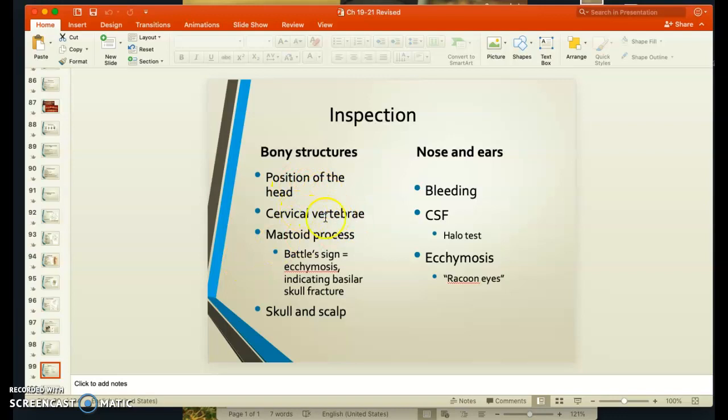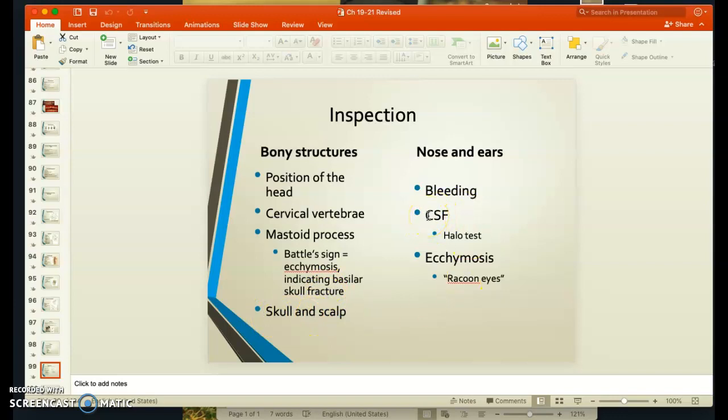Inspection, things to check. Again, palpate the cervical vertebrae. Look for any tenderness, any issues with palpation there. Mastoid process, so right behind the ear. Battle sign is that bruising. It could also indicate a skull fracture.